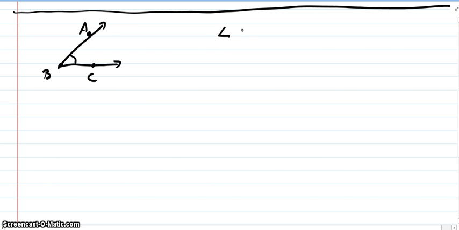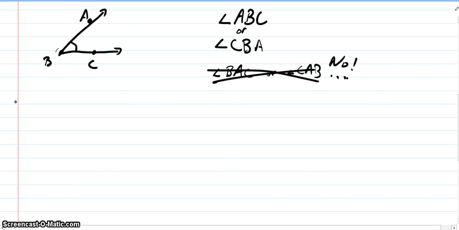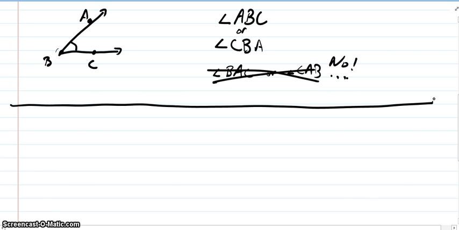we denote it as angle ABC, where the vertex is in the middle of the three letters, or the 3 points. And another way we could write it is CBA, because the vertex is still in the middle of the 3 points. But we could not write it as angle BAC or angle CAB, and so on. We can't write it like that. The vertex always has to be in the middle of the 3 points when you're labeling them.